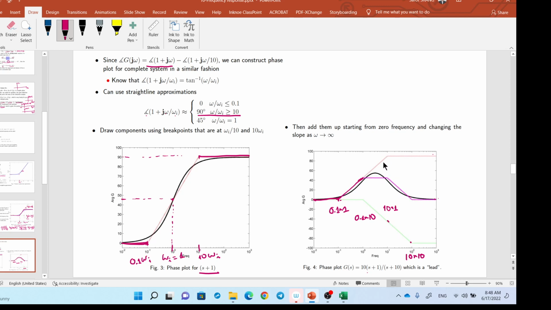Okay, so I hope you got the idea of sketching magnitude and phase for both plots.